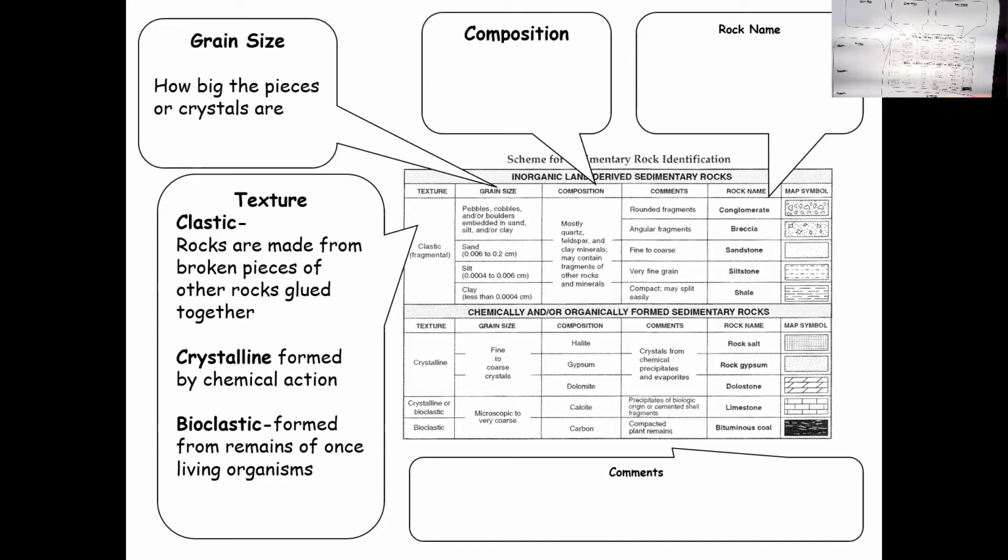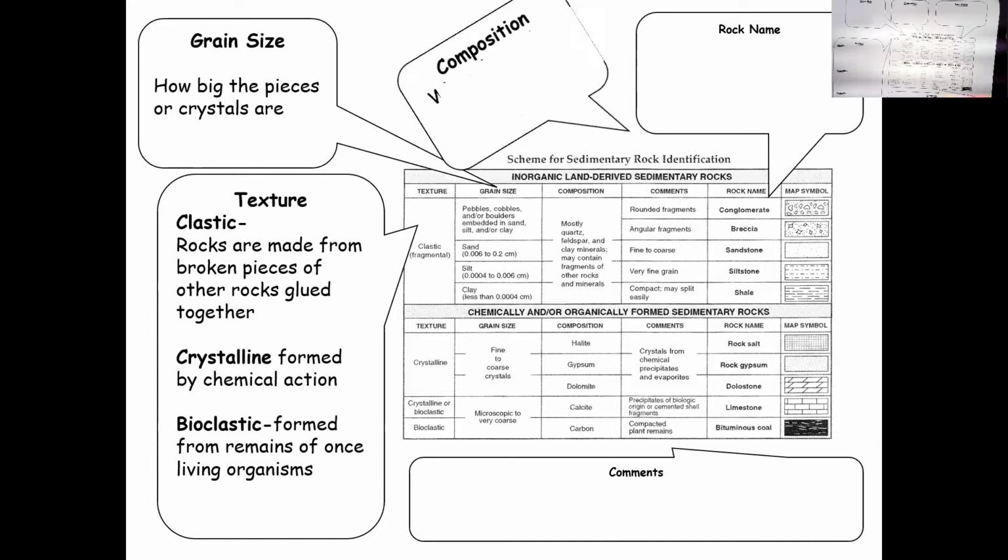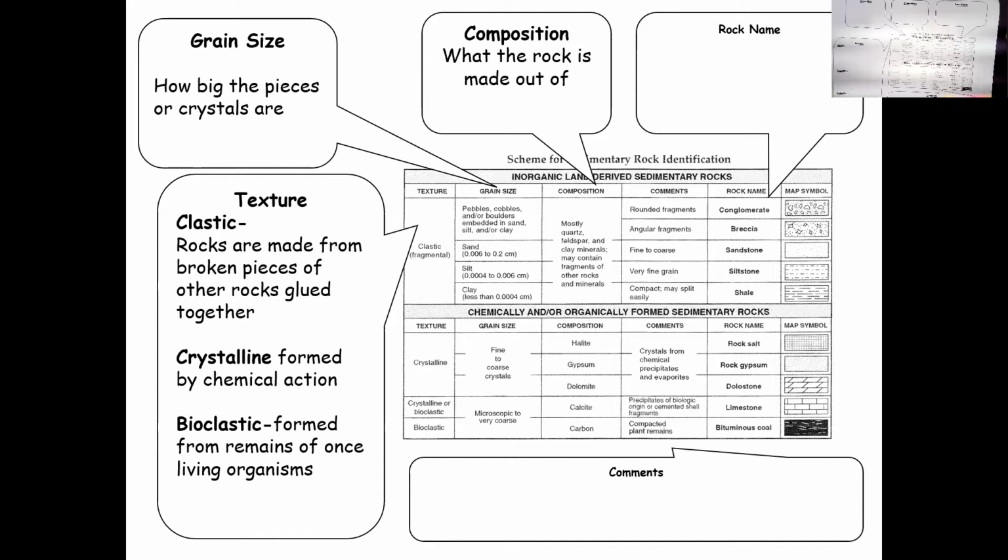We already discussed grain size and composition, so I'll add those up there too. Grain size, again, is just how big the pieces or the crystals are. And composition is just what the rock is made out of.